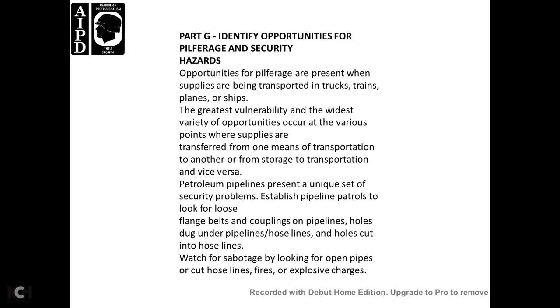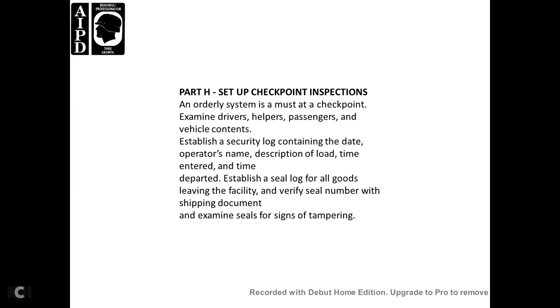Petroleum pipelines present a unique security problem. Inspect the petroleum pipeline, looking for loose flange bolts and couplings, holes dug under the pipeline, and holes cut in the hose line. Watch for sabotage by looking for open pipes and cut hose lines, fires, and explosive charges. Part H, set up the checkpoint inspection.